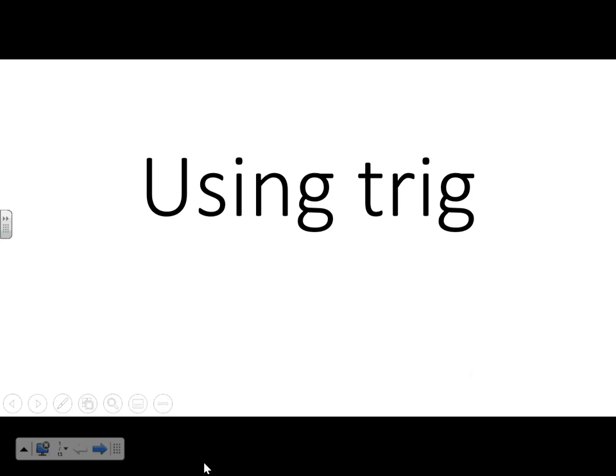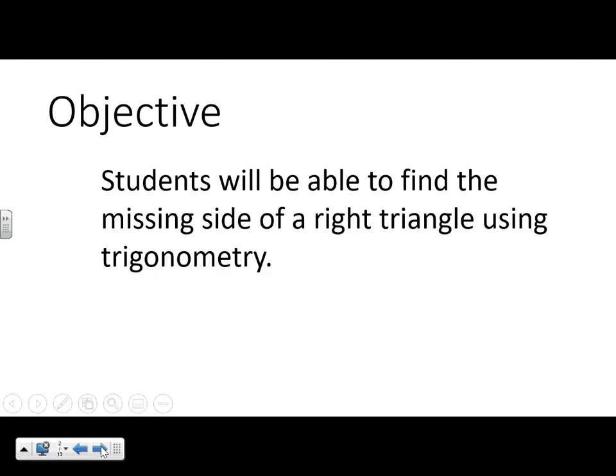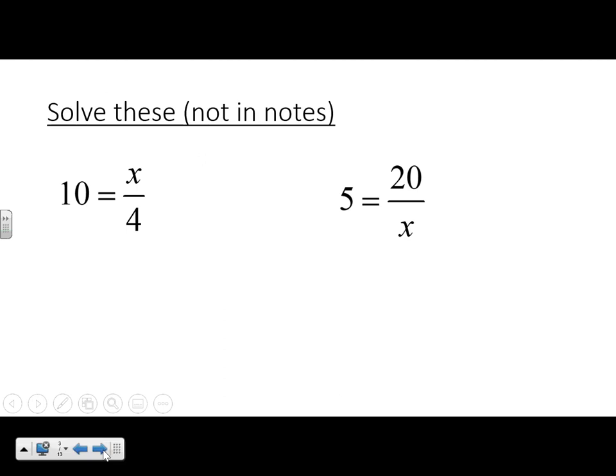All right, today's lesson is we're actually going to be using some trigonometry, not just setting up the ratios. So the objective: students will be able to find missing sides of right triangles using trigonometry. So before we do any of this, I just want to make sure we have some of these basics down.